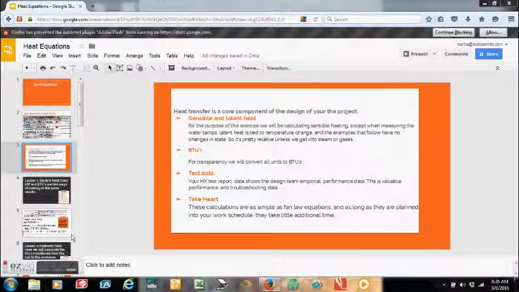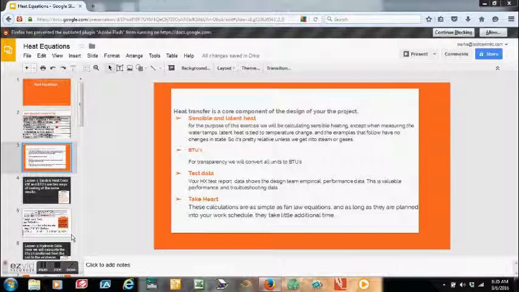Heat transfer is a core component of the design of your project. Sensible and latent heat. For the purpose of this exercise, we will be calculating sensible heating, except when measuring the water temps. Latent heat is tied to state change, and the examples that follow have no changes in state. It's pretty irrelevant unless we get into steam or gases. BTUs, for transparency, we will convert all units to BTUs.